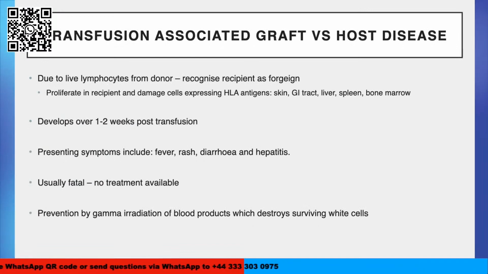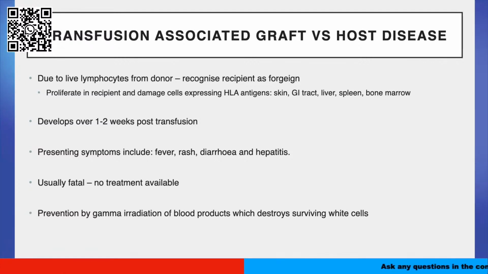Transfusion-associated graft versus host disease. This is due to live lymphocytes from the donor which are recognised by the recipient as foreign. These proliferate in the recipient and they damage cells which express HLA antigens. So these can be cells in the skin, the GI tract, liver, spleen, and bone marrow.